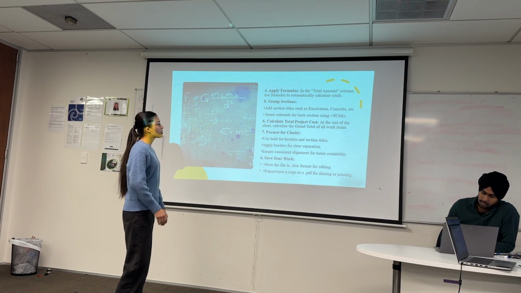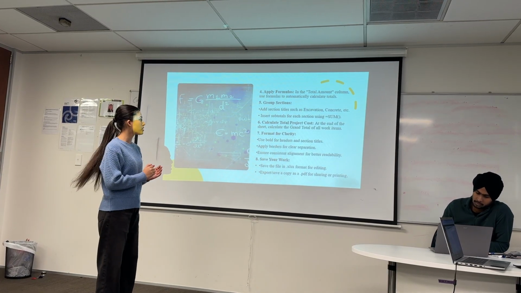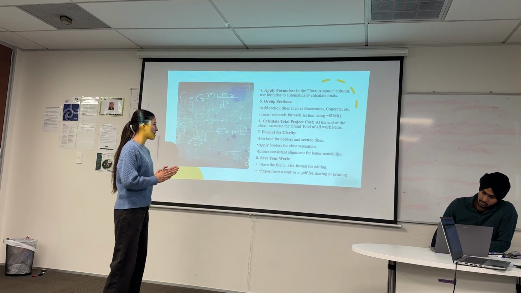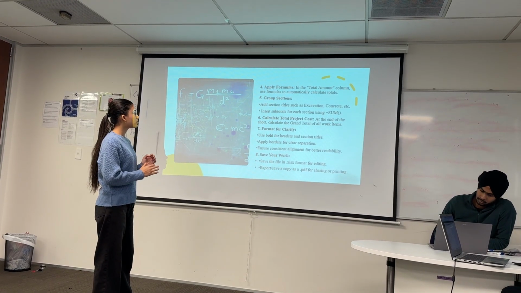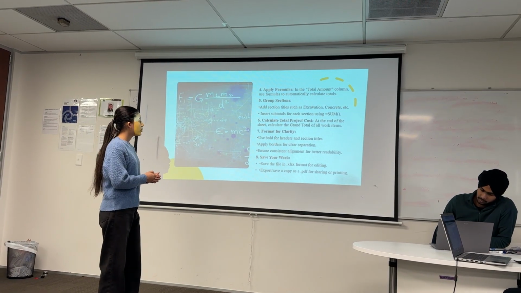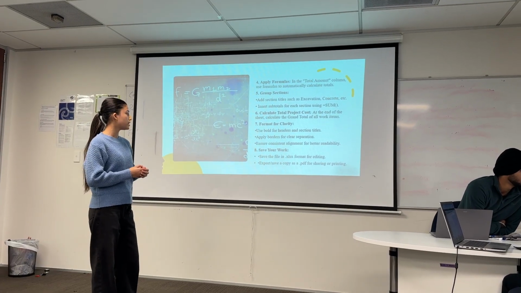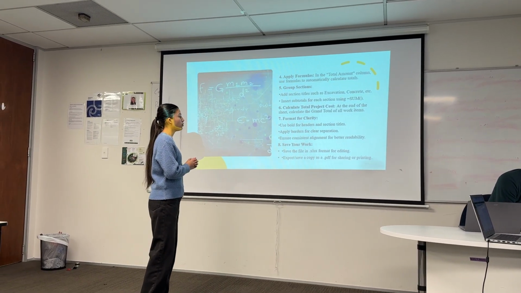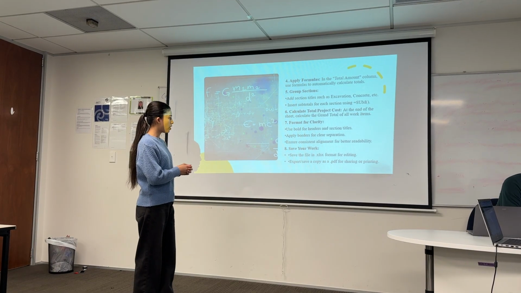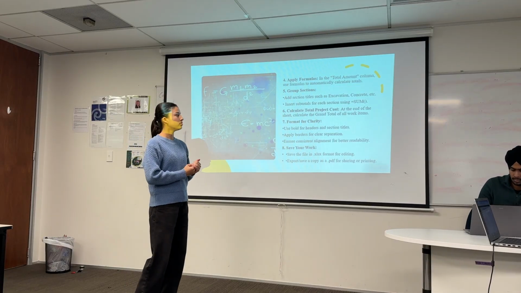Sixth one is calculate total project cost. At the end of the sheet, calculate the grand total of all work items. In seventh, format for clarity. Use bold for headers and section titles. Apply borders for clear separation, and ensure consistent alignment for better readability. And the eighth one is save your work in the file like XLSX format for editing, or save as a copy or the PDF.